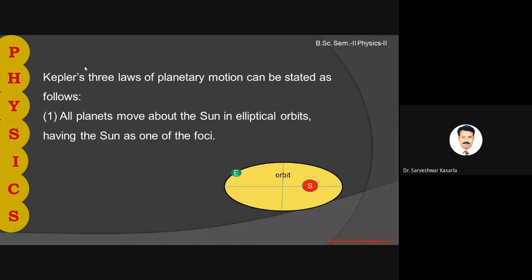So here the Kepler's laws of planetary motion. The first law states that all the planets move around the Sun in an elliptical orbit, having the Sun as one of the foci. So this is the first law put forward by Kepler in around say 1609. So as I said, Earth is moving around the Sun in an elliptical orbit. All the planets are moving in an elliptical orbit with the Sun at one of the foci.